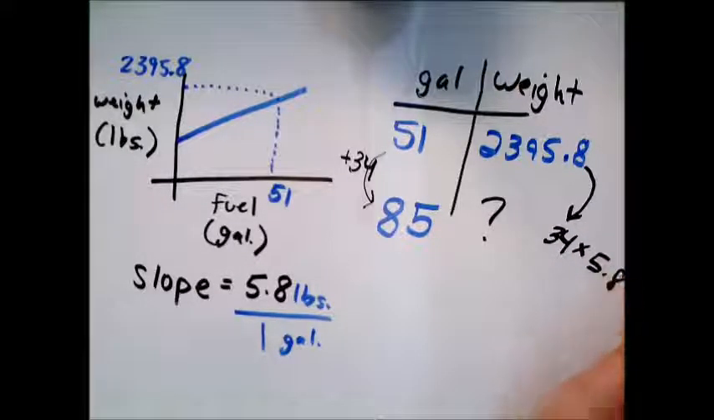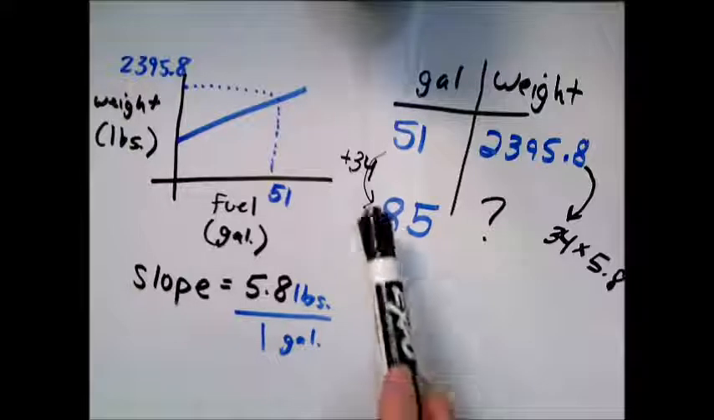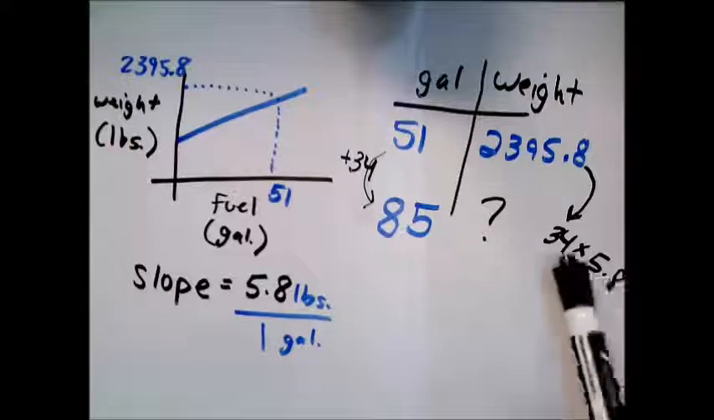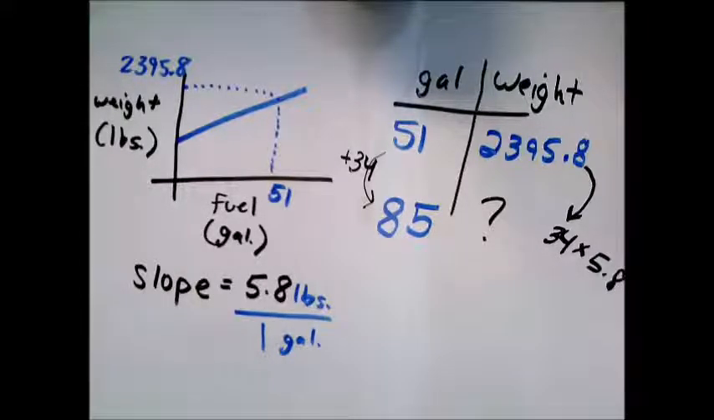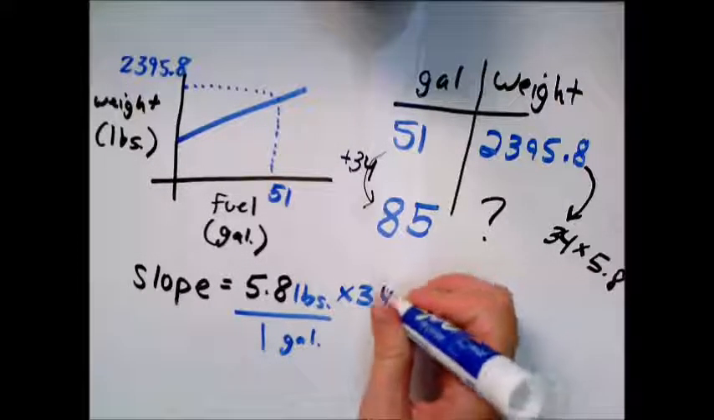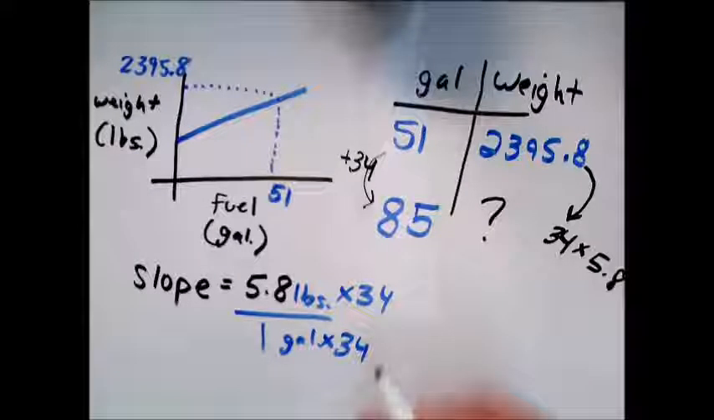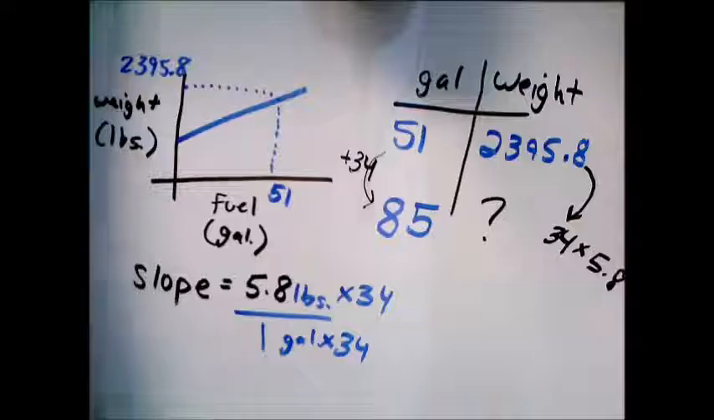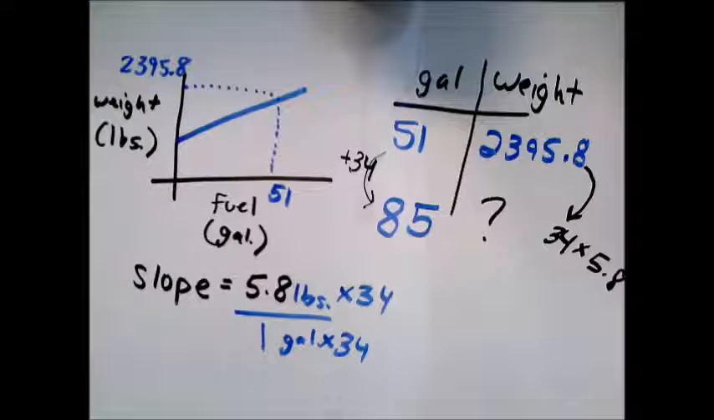And so this is what the slope is for, is that instead of adding 5.8 34 individual times, I can say, okay, well, if I'm changing the amount of gallons by 34, I'm changing the amount of weight by 5.8 34 times, almost like we're multiplying the slope by 34 over 34. So if I put 34 more gallons in there, that way I can skip right up to this amount. So 34 times 5.8 is 197.2.